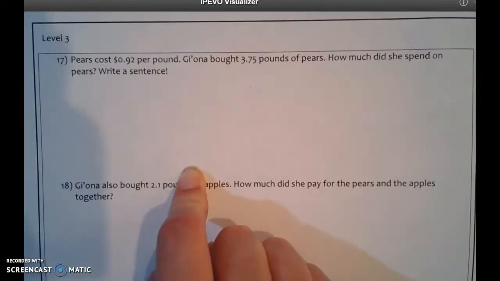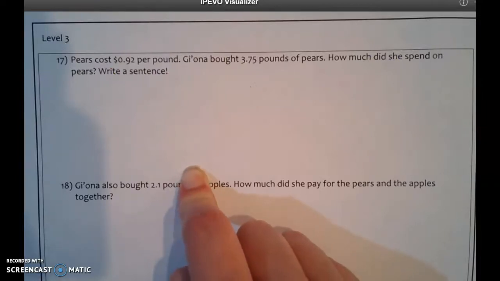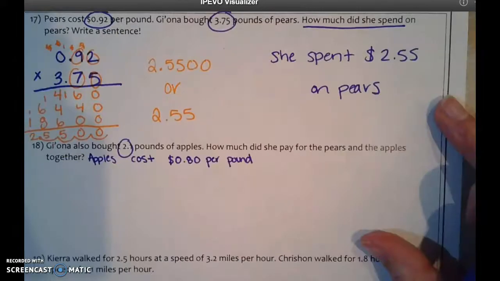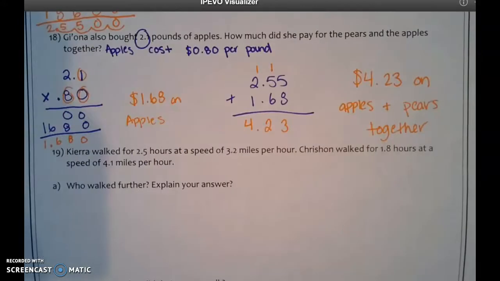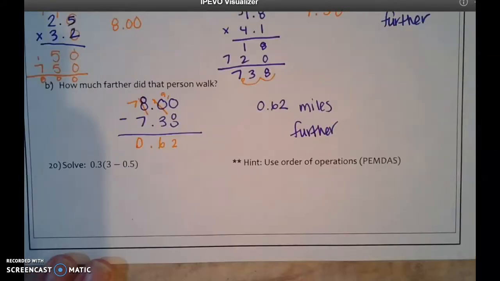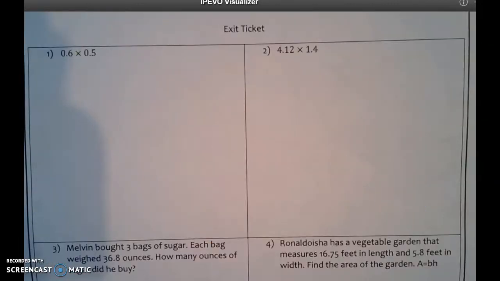Congratulations, you made it to the final level. Keep it up. Question 17. Question 18. Congratulations, you made it all the way to the end.